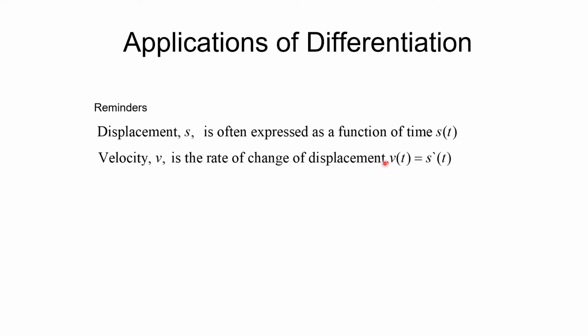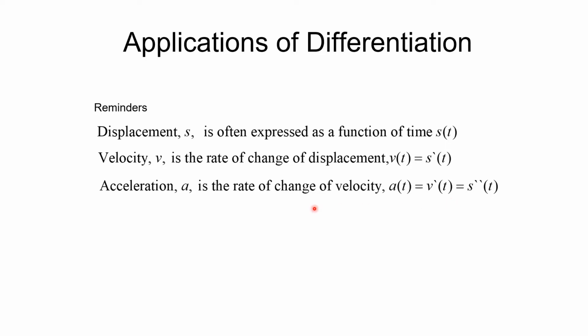Velocity is the rate of change of displacement, so ds/dt or s'(t) is v. Acceleration a is the rate of change of velocity, means a is dv/dt or d²s/dt². A is v' or s''. So please bear in mind the relationship between s, v and a, as we have also looked into this in the previous lecture. And these applications were developed by Newton, and it contributed to the development of calculus as well.